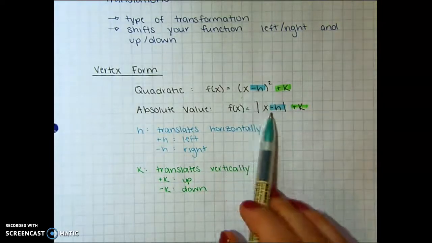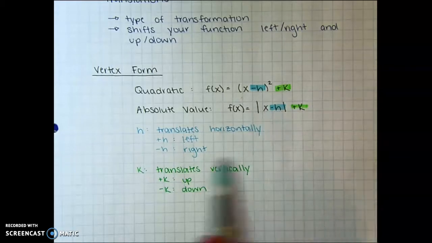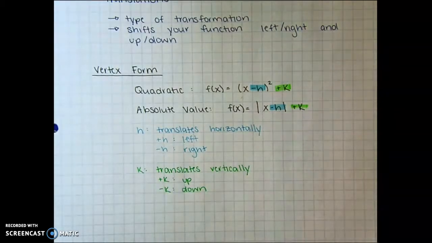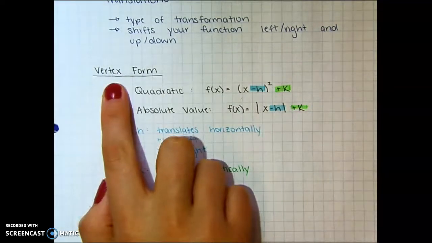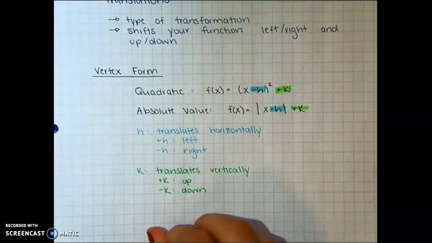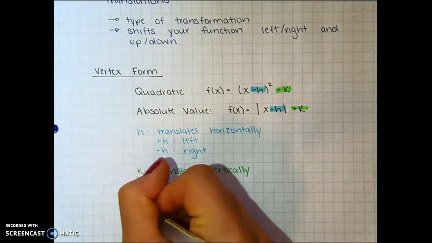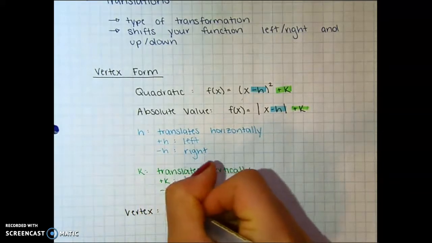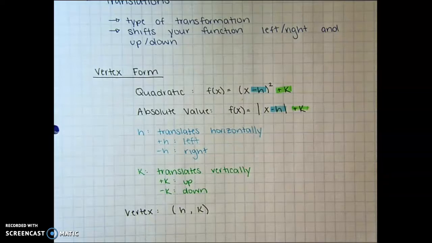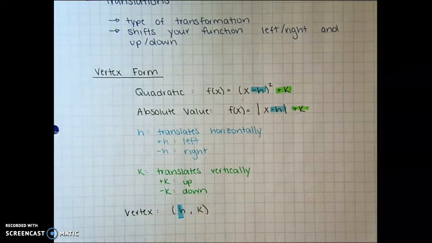So the other thing that's kind of odd is these go the opposite way. Basically anything in parentheses or inside the absolute value is going to go the opposite way, but we'll talk about that more soon. Now, it's called vertex form because it's moving your vertex left or right and up or down. So you always know your vertex will always be h, comma, k. So whatever the h value is and whatever the k value is. And we will talk about that more.